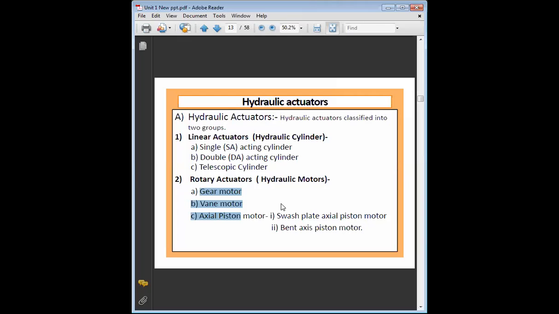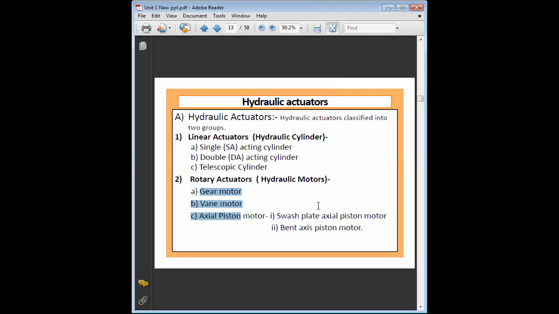Rotary actuators are also known as hydraulic motors. Please remember, hydraulic motors means the rotary actuators in the hydraulic actuator group. Getting it? And the third subtype, that is the axial piston motor, is again divided into two types.